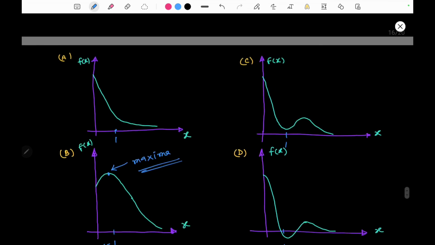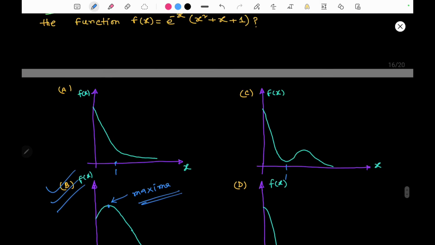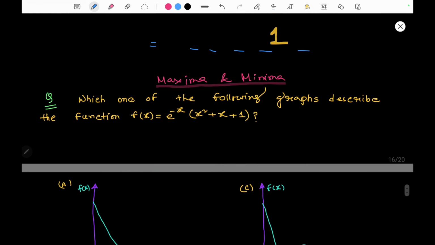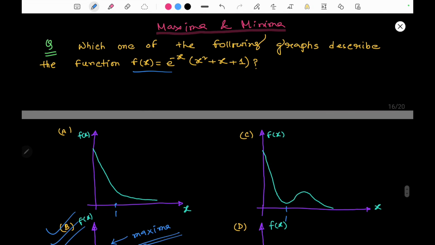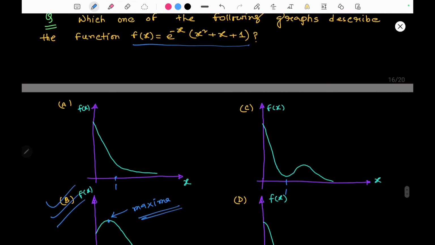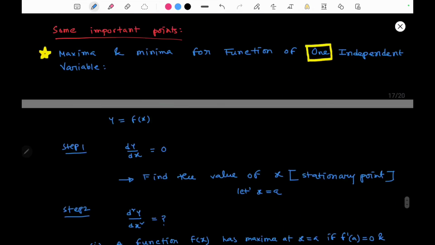So we can tell that this option is the right answer, because the question asked which of the following graphs describes the function f(x). After analyzing this function, we got the local maxima at x equal to 1, and only this graph satisfies that. That's why the correct answer is option B. Hope you got the answer.